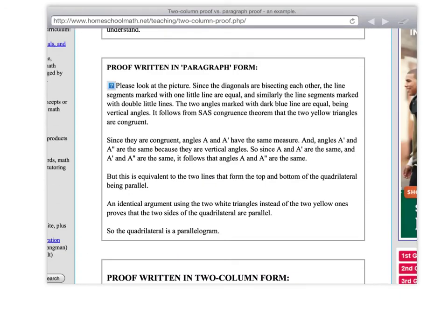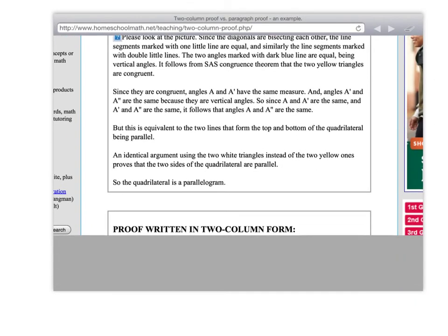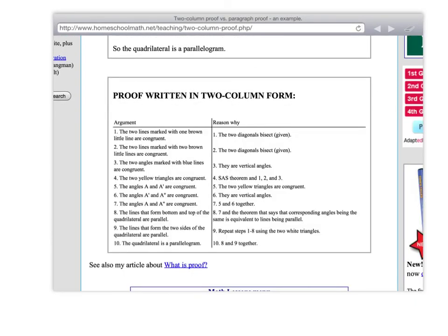Now, one option for proving a proof is writing it in a paragraph. So here, the author wrote all of his or her thought processes in an organized fashion, a logical fashion, to prove that the quadrilateral is a parallelogram. Now, the most common proof that we're going to be utilizing a lot is this one.